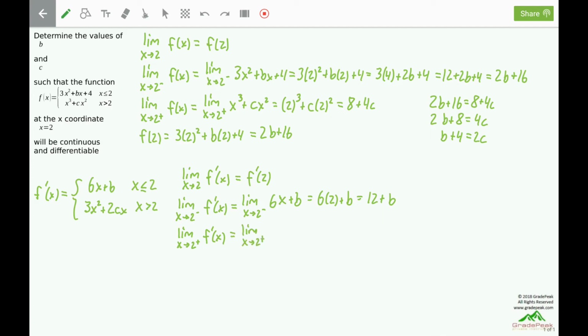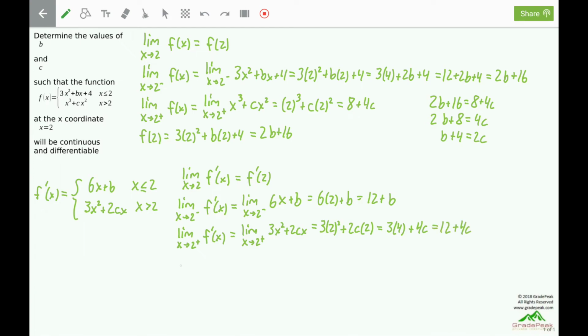We can now look at the right side limit at 2. Right side of 2 is greater than 2. We will use this expression for f prime of x, and that will give us 3x squared plus 2cx. We can now plug a 2 in for each of the x's. That will give us 3 times 2 squared plus 2c times 2. 2 squared is a 4, so we have 3 times 4 plus, those 2's can multiply each other into 4c, so we have 12 plus 4c.